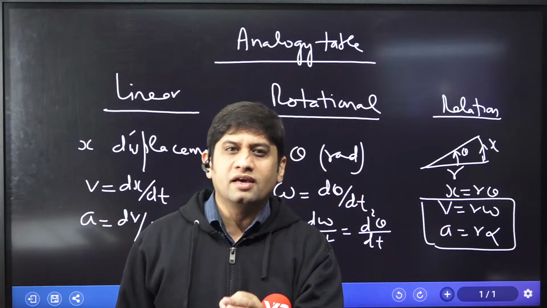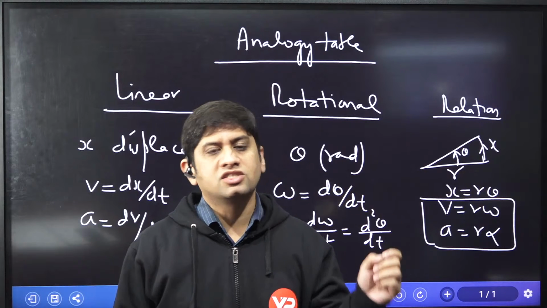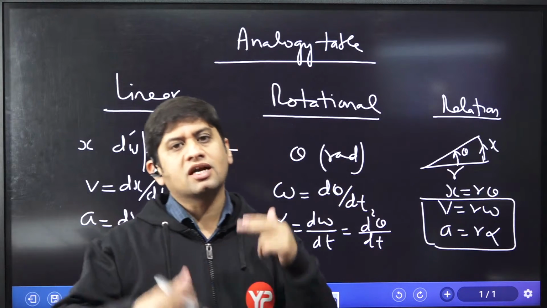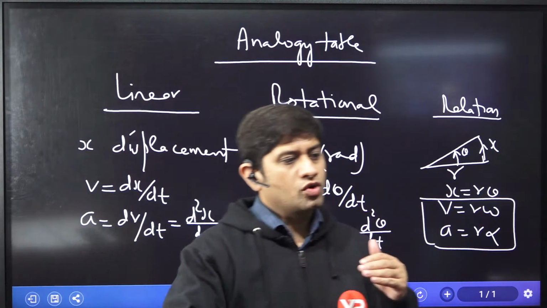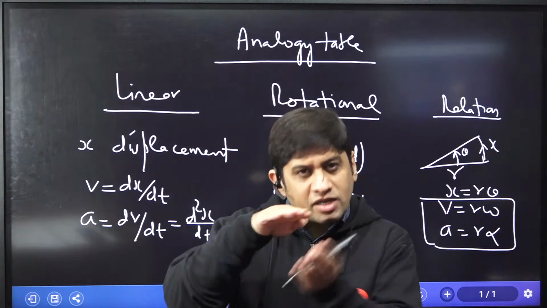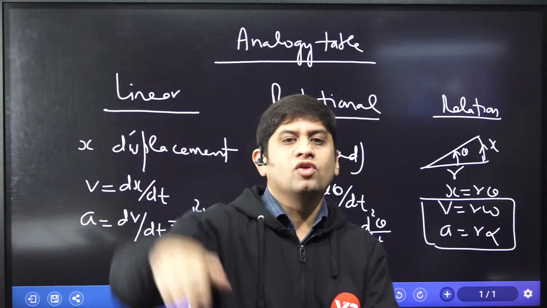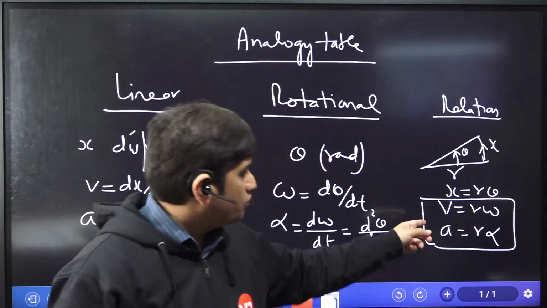This V and a are peripheral or tangential velocities and acceleration. So if there is a component which is basically rotating, then that component at a particular moment may be having tangential velocity or acceleration also. That is how we calculate it.